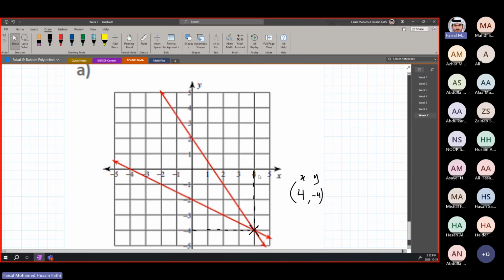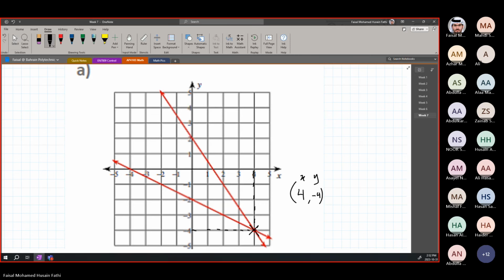But the first step is, let's say this is our line 1, and let's say this is line 2. We will look at line 1 first. For line 1, we need to find the equation of the line, just like we did in week 5. So how do we do this? We look at any two points that are intersecting, that are easy to plot basically, or easy to get the numbers from.